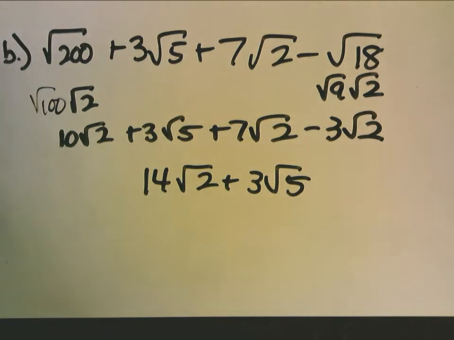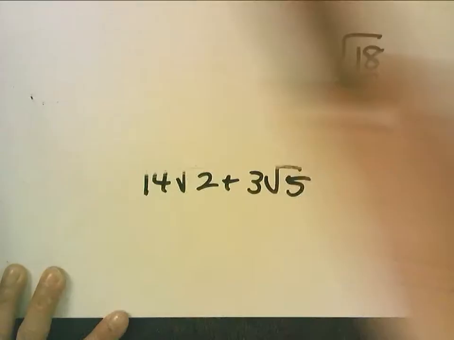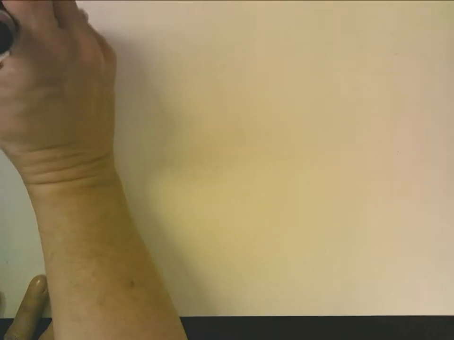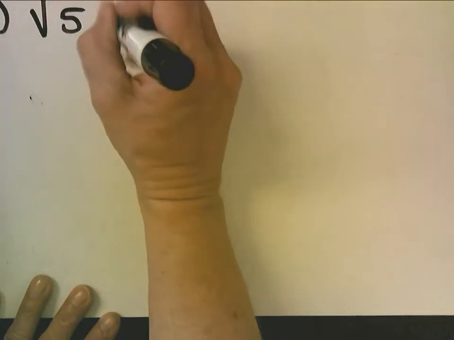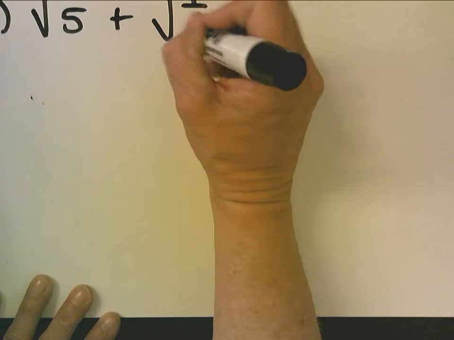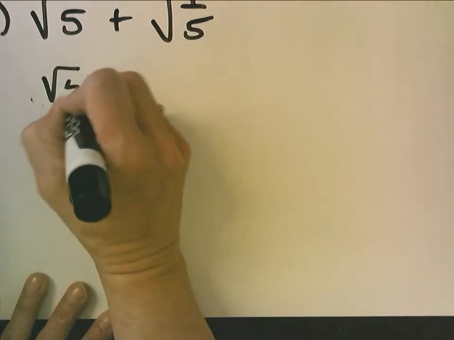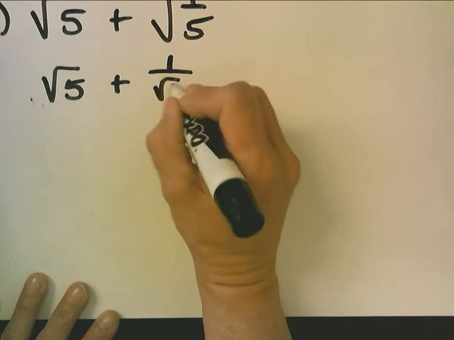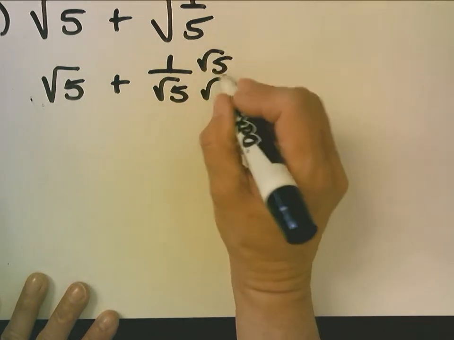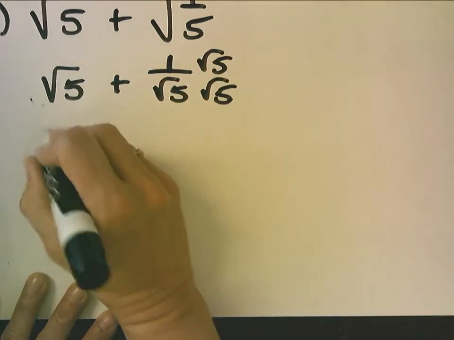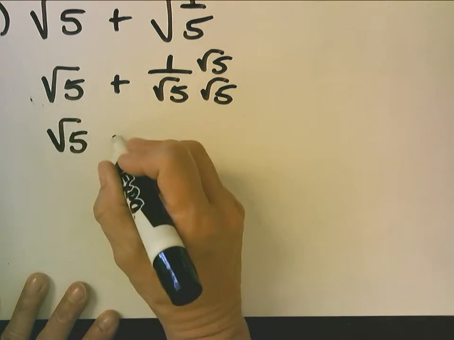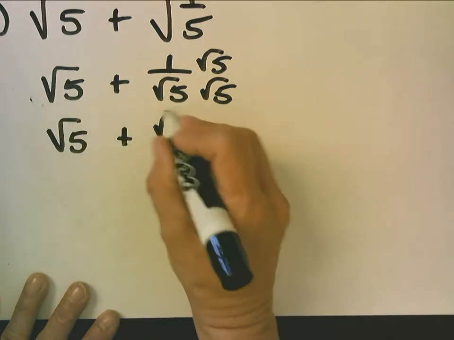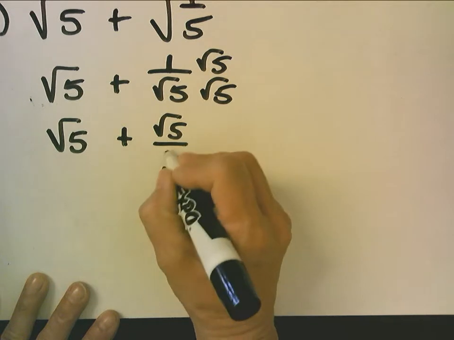So let's turn the page and we're going to try C. Now if you want to try C on your own, stop the video, try it on your own, or you can just watch me do it. Now, this just becomes root 5. This becomes 1 over root 5, which I'm going to rationalize by multiplying by root 5 over root 5. So now I have root 5 plus root 5 over 5.